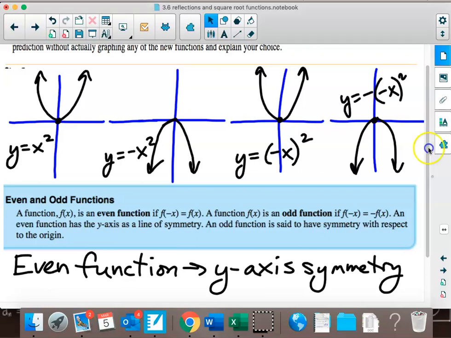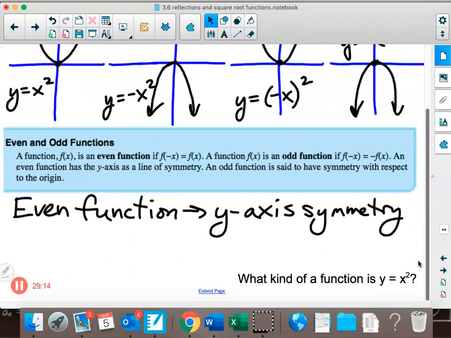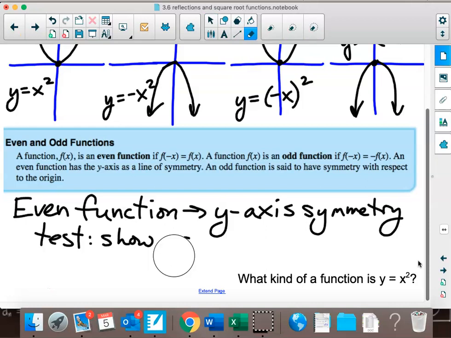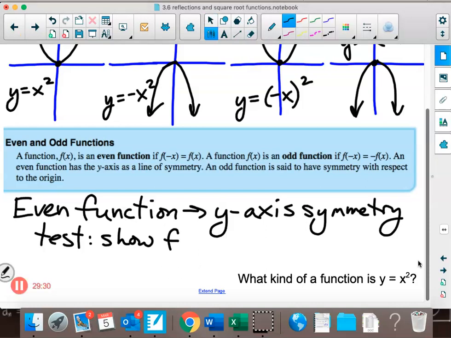Now, how do we test for an even function if we don't have a graph? The test to prove something is even is we have to show f of negative x equals f of x. That's for an even function.